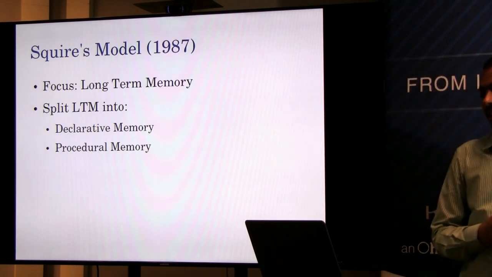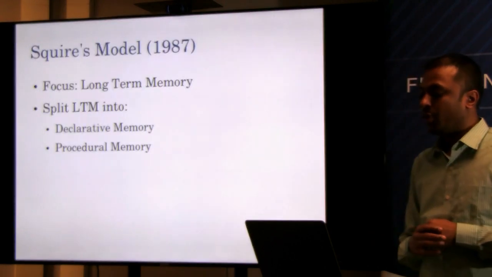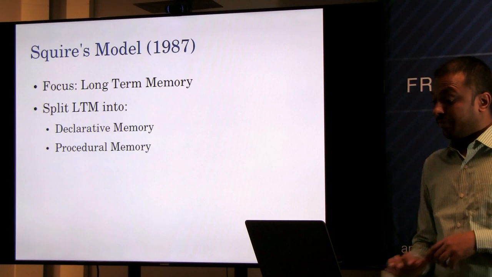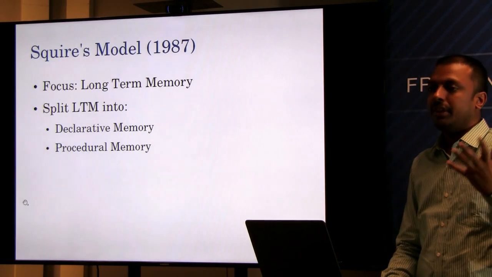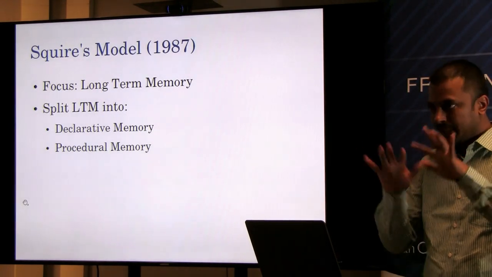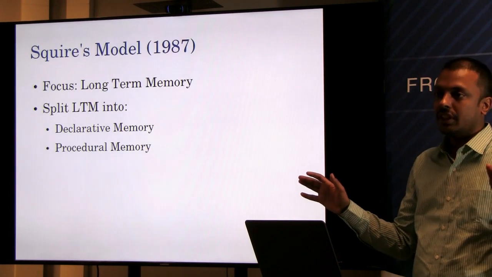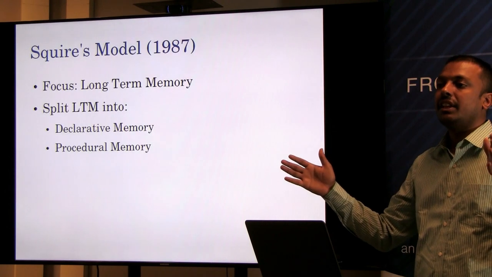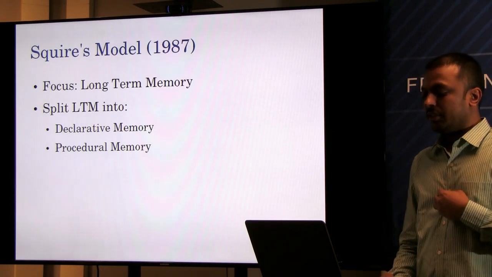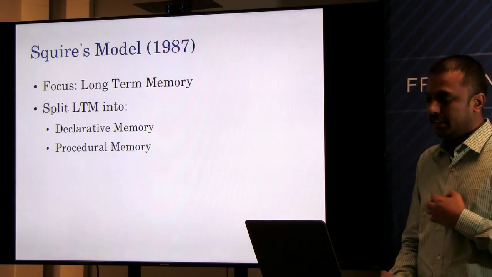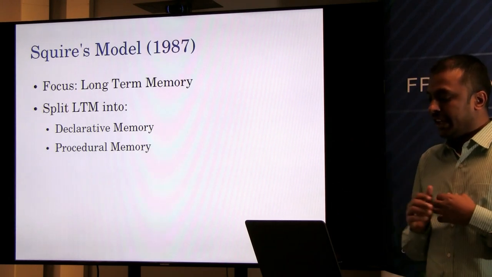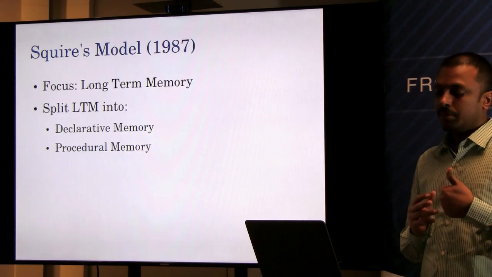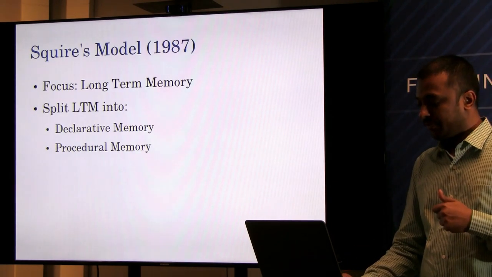Then another model is Squire's model, proposed in 1987. If you see, the previous model focused more on the complete memory flow, the boxes represented all three types of memories. Squire focused on long-term memory. So he said, okay, let me look into this. He said there are two kinds of long-term memories. One is declarative memory, another is procedural memory.